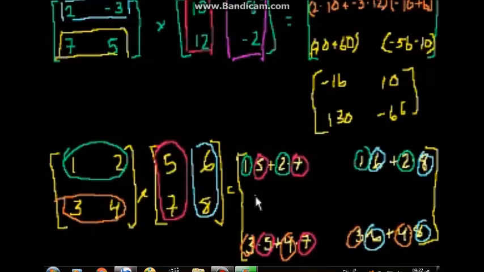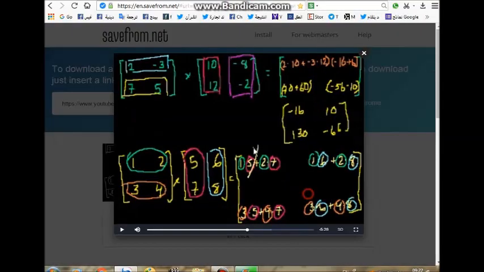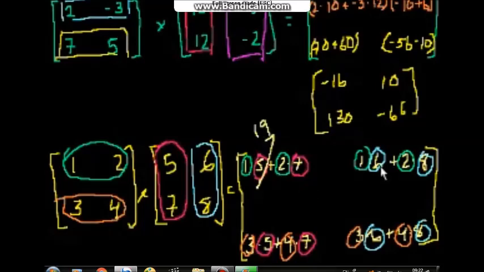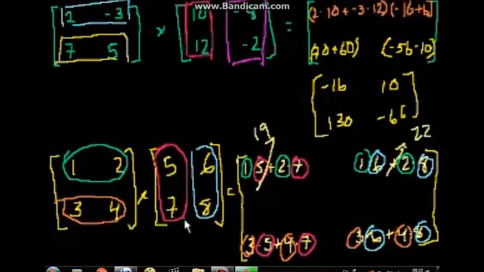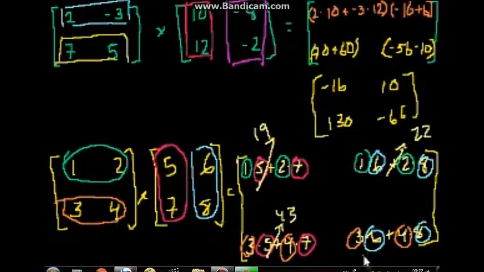And then we can, of course, simplify all of them. This was 1 times 5 plus 2 times 7. So that's 5 plus 14, so this is 19. This is 1 times 6 plus 2 times 8. So that's 6 plus 16, so that's 22. This is 3 times 5 plus 4 times 7. So 15 plus 28, that's 43, if my math is correct. And then we have 3 times 6 plus 4 times 8. So that's 18 plus 32. That's 50.